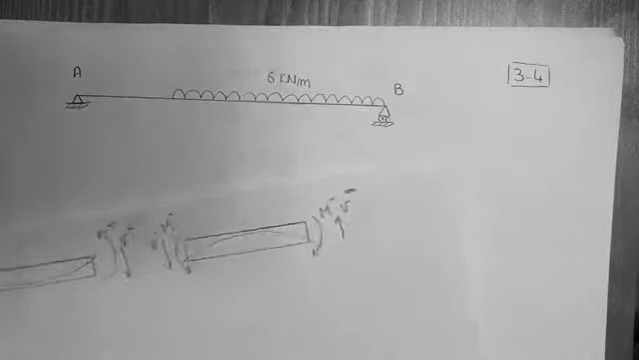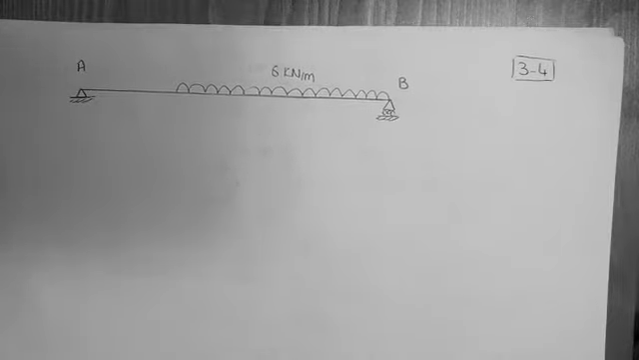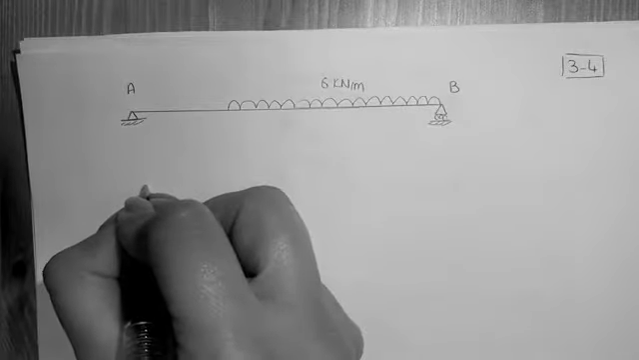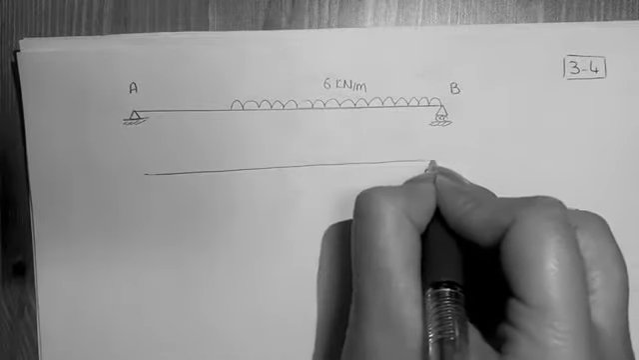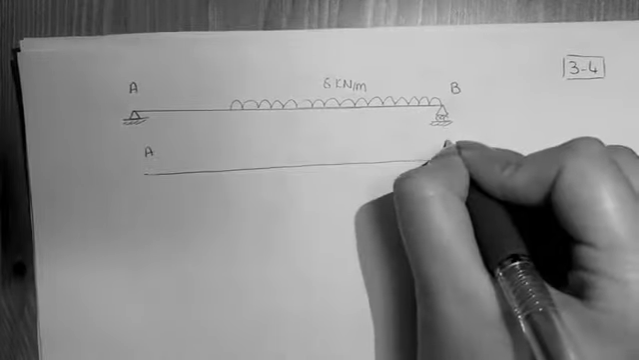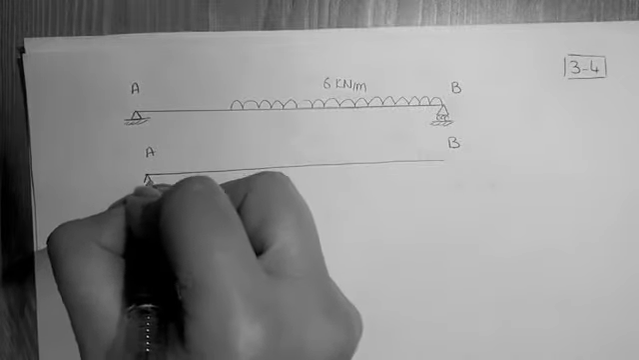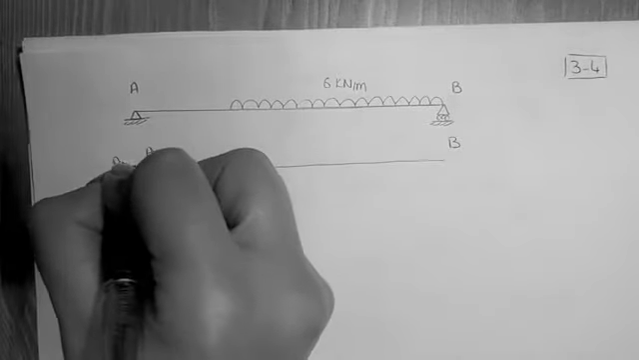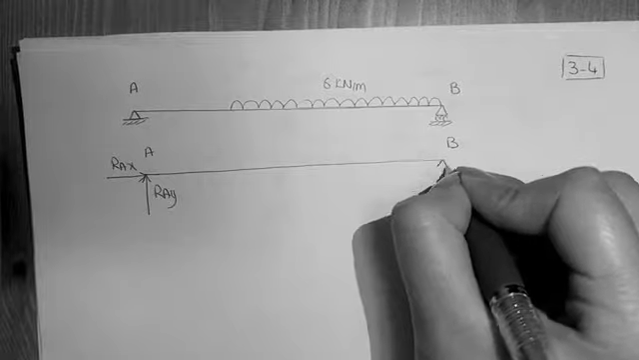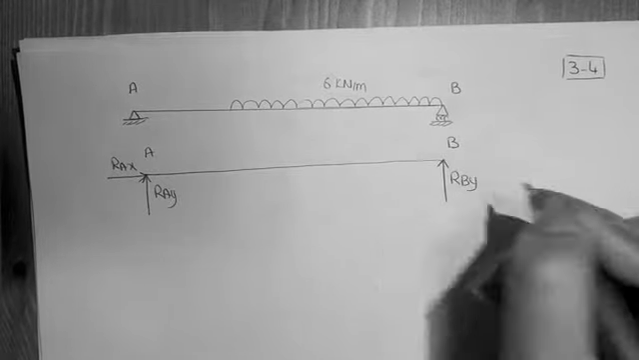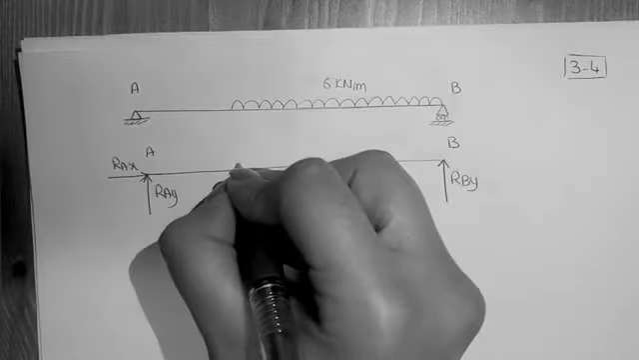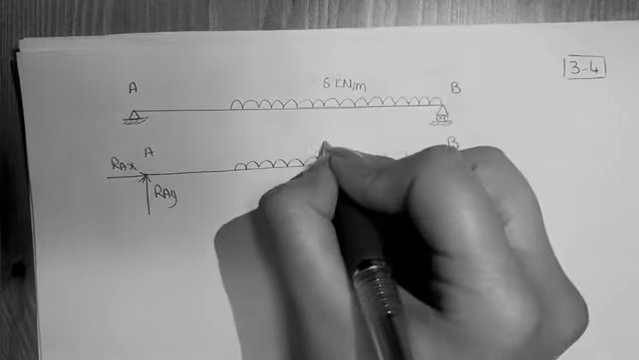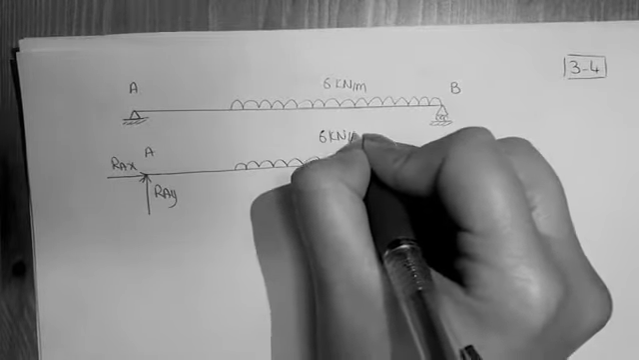So in question 3-4, first of all, let me do the calculations. Let's first of all plot the free body diagram of the beam. Here is point A and point B. At this point we have RAY and RAX, but at point B we just have RBY, and there is a distributed force in here and the magnitude is 6 kilonewtons per meter.